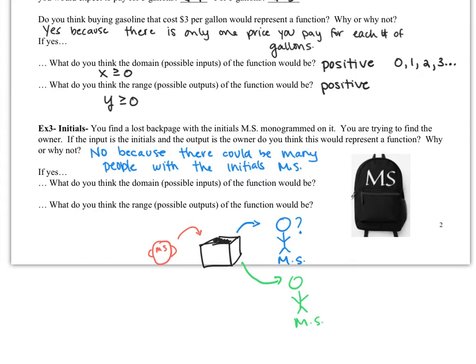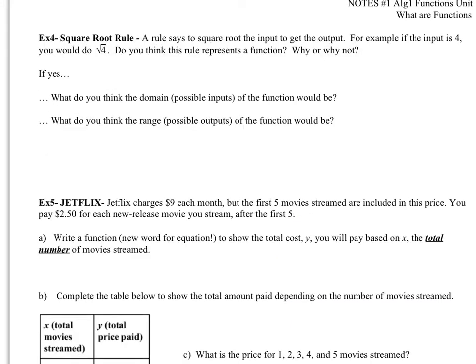Even though this isn't a function, we can still think about things that are going into the box, which are the initials, and the things that are coming out of the box, which is the owner with those initials.